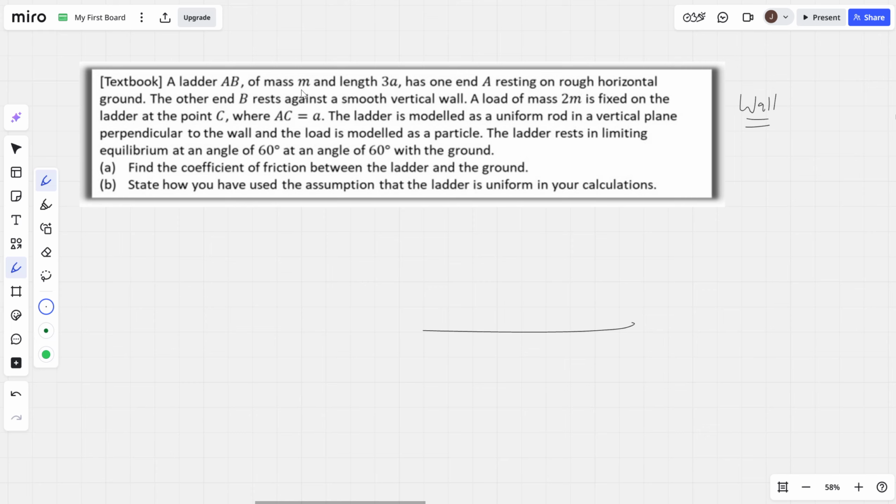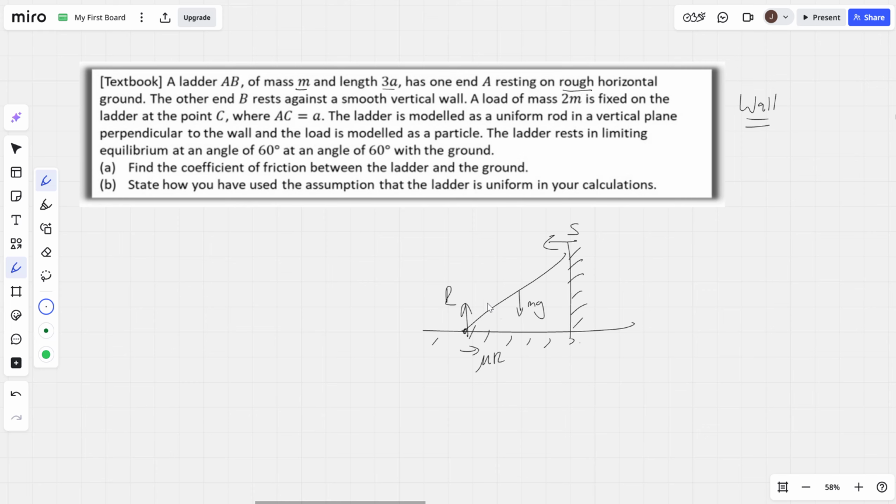A ladder AB of mass m and length 3a has one end resting on rough horizontal ground. Okay, so let's do something like this. Is it a peg or a wall? The other end rests against a smooth wall. Okay, we could jump straight in, couldn't we, with mg? We know that this is rough, so let's call this R, and let's call this mu R. And this is a smooth wall, so let's call this S.